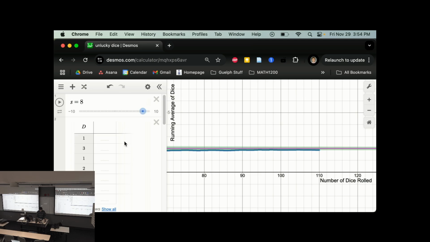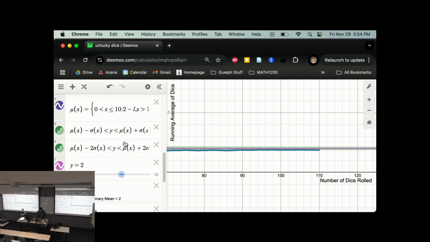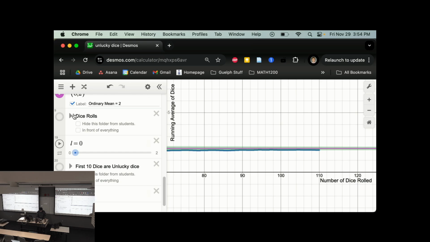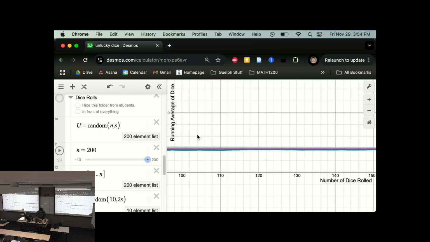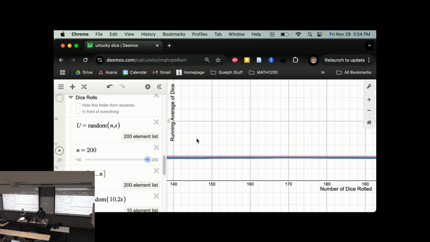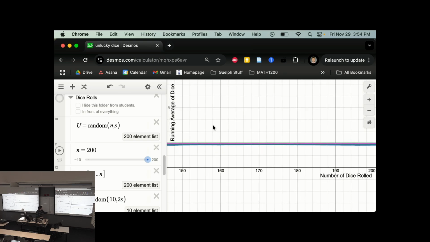And you can increase the number of dice. Let me increase the number of dice rolls. Let's make n 200. Let's keep going into the future. And the further you go into the future, the more you see that we're getting closer and closer to that 2. And it's not because the first few dice are getting canceled out by good or bad luck. They're just getting washed away in the limit.